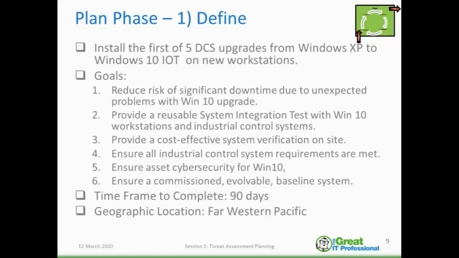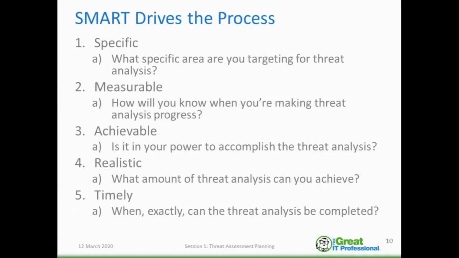And then we want to make sure that we've got this baseline system. This first of 5 drilling control systems will be done in one geographic location, but the issues that come up will be addressed and mitigated on further upgrades, because this company, which is a large international oil and gas company, has multiple drilling control systems they want to upgrade. We've got a time frame, 90 days, and we've got a geographic location, which happens to be the far western Pacific.